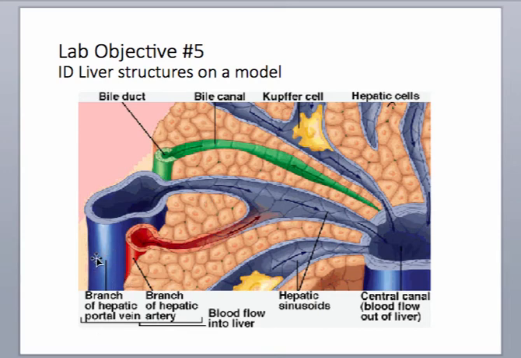And then the hepatic portal vein has brought all of the drained blood of the stomach, spleen, and intestines to get processed here. So the blood flow will ultimately dump into the central canal, and then all the bile formed by the hepatocytes will empty into a bile duct that will ultimately get back to the main part of the liver and then get stored in the gallbladder.